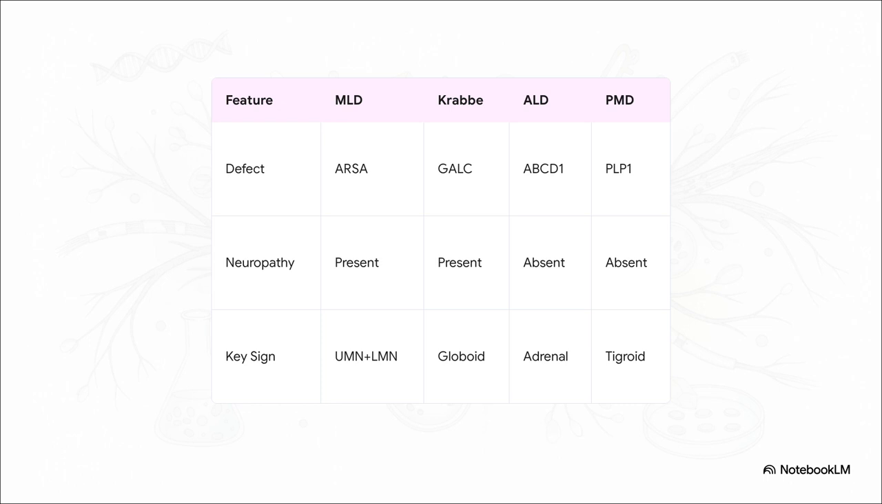Notice MLD paired with ARSA and those mixed UMN-LMN signs. Then you've got Krabbe with GALC, extreme irritability, and globoid cells. X-linked ALD features ABCD1 and adrenal insufficiency. And Pelizaeus-Merzbacher disease links with PLP1 and a classic tigroid pattern. But I want you to look really closely at that peripheral neuropathy row.